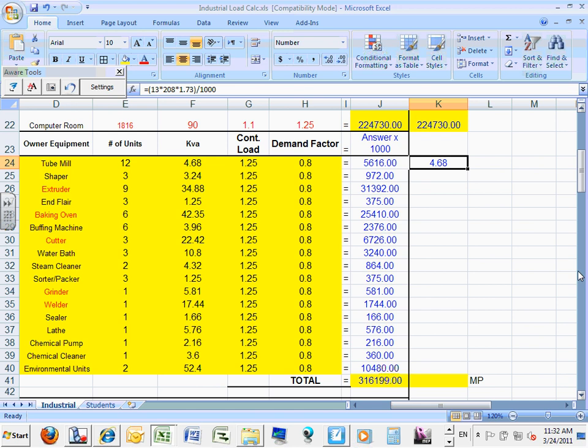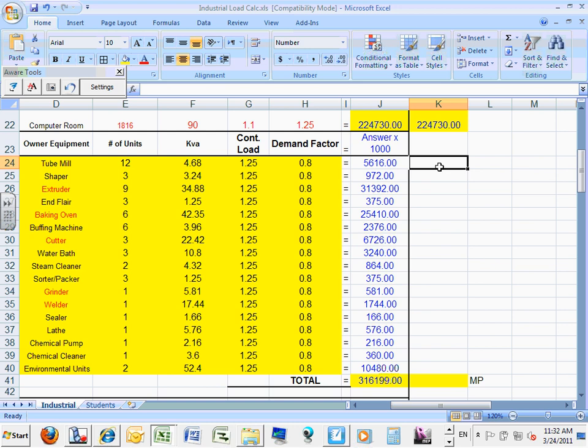So everybody knows how to find the KVA. Everybody take the amps times the voltage times 1.73 divided by 1,000. Okay, all right. So I'm going to delete this cell, guys, because I don't need it.